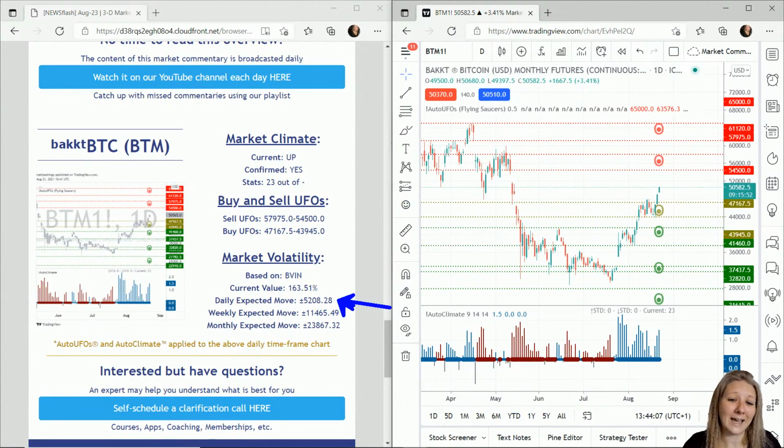That means in a day, movement up or down of 5,208.28 points. In a week is 11,465.49, and in 1 month is 23,867.32. So that's almost, if we look at what the price is valued at now, around about 50,000, that's almost 50% movement up or down in a month. That's a lot. So be aware of it. Not good or bad, just be aware of it.